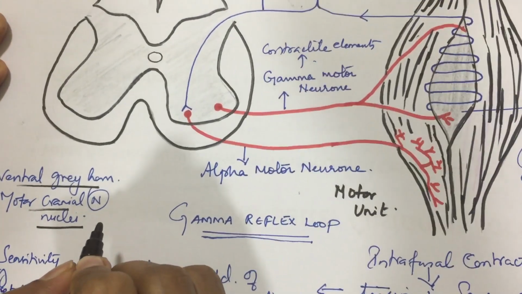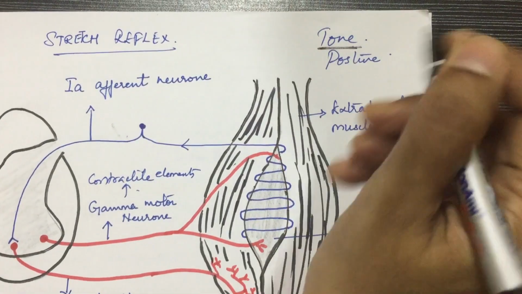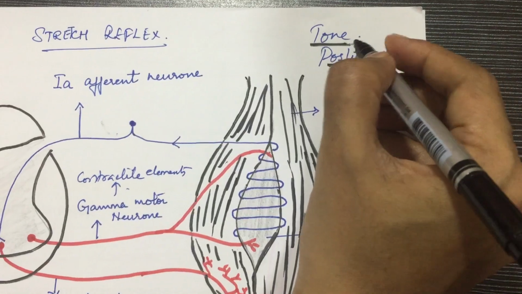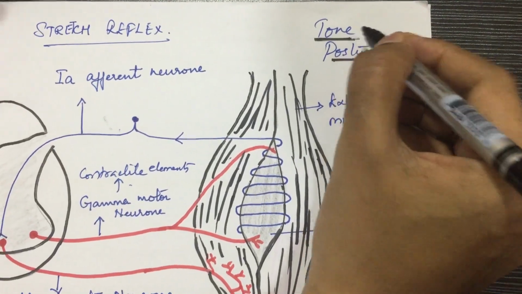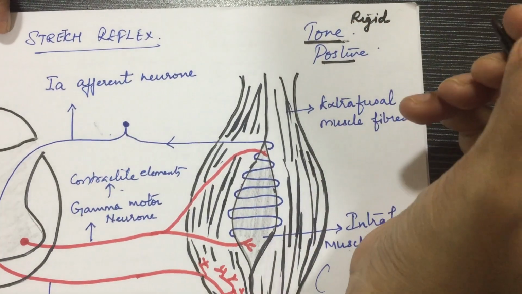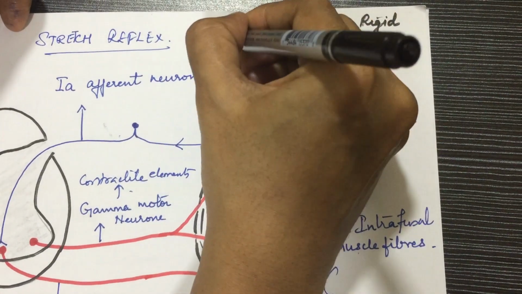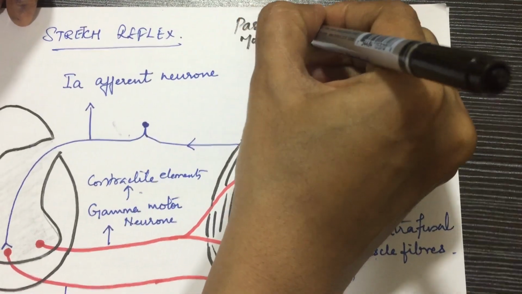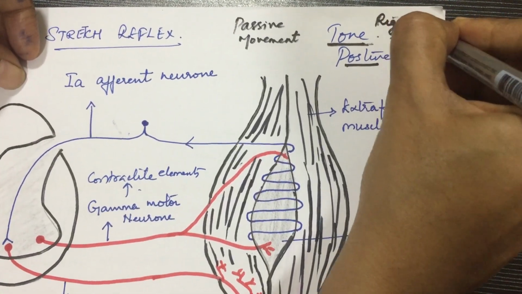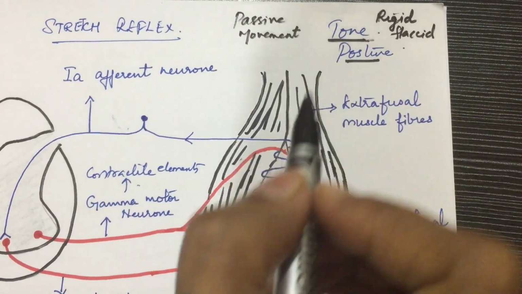The stretch reflex is very essential to maintain the muscle tone and also the posture of the body. So when the muscle tone is high, then on palpation the muscle will feel rigid or firm and it offers resistance to passive movement. Whereas when the muscle tone is low, on palpation it looks flaccid and it does not offer enough resistance to passive movement.